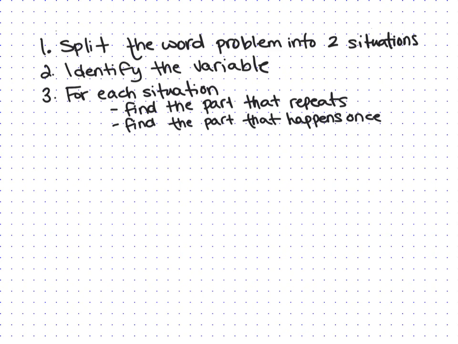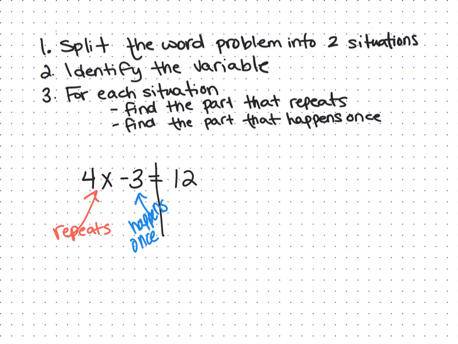So one thing I did want to review with you is that not all word problems will have both pieces. For example, if our equation looks like this, on one side of our equation, we have the part that repeats, and we have the part that happens once. On the other side, we only have constants, so that sentence might only have a part that happens once.